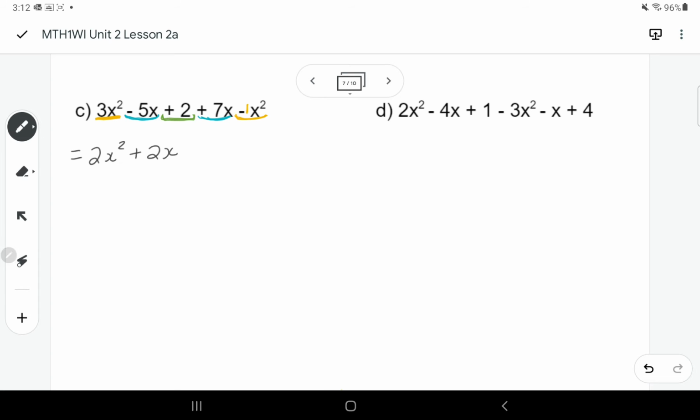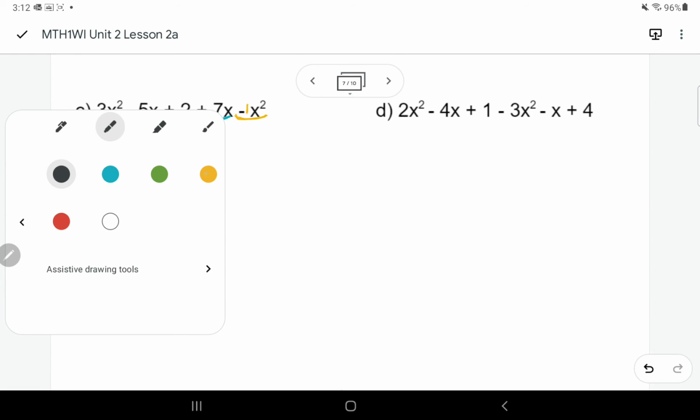And then the last one that I've underlined in green, that plus 2, it doesn't have any like partners. It doesn't have any like terms to collect up with it. It just stays the same as itself. So we'll move on to D.